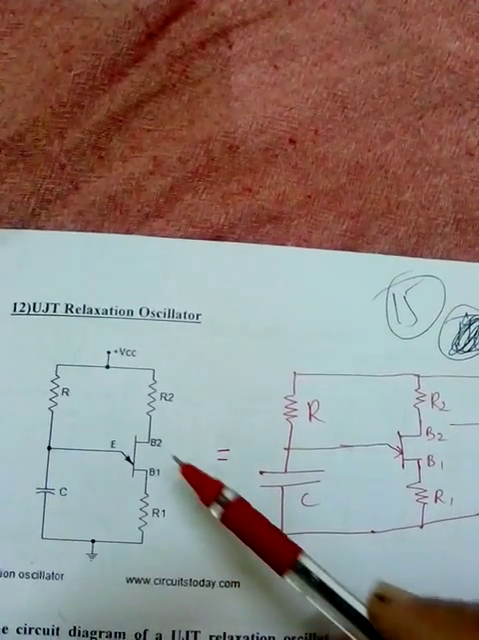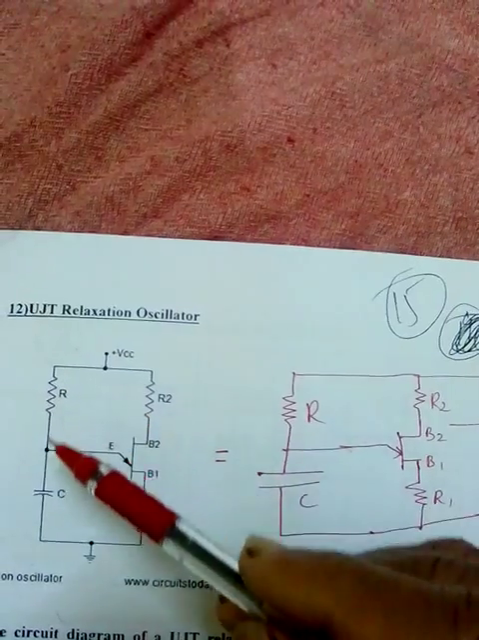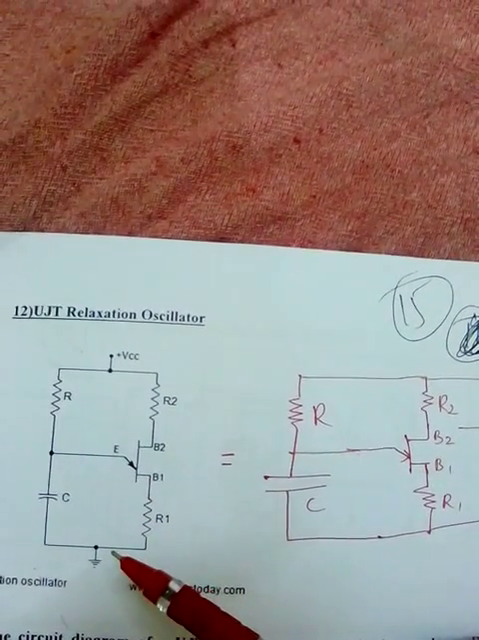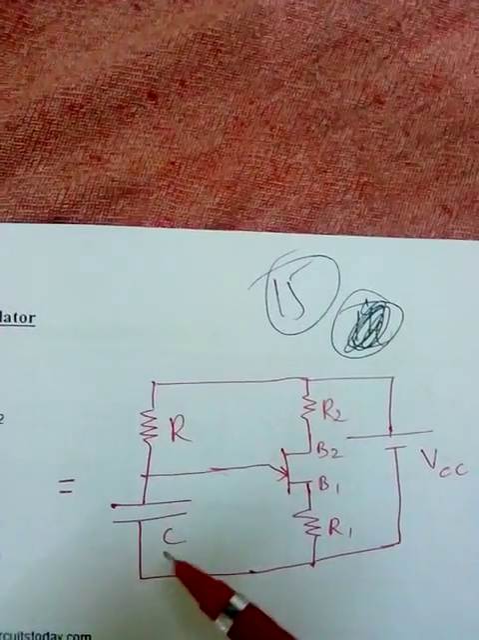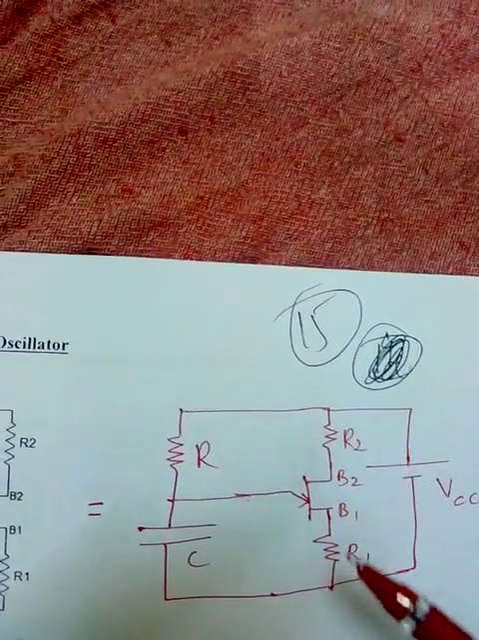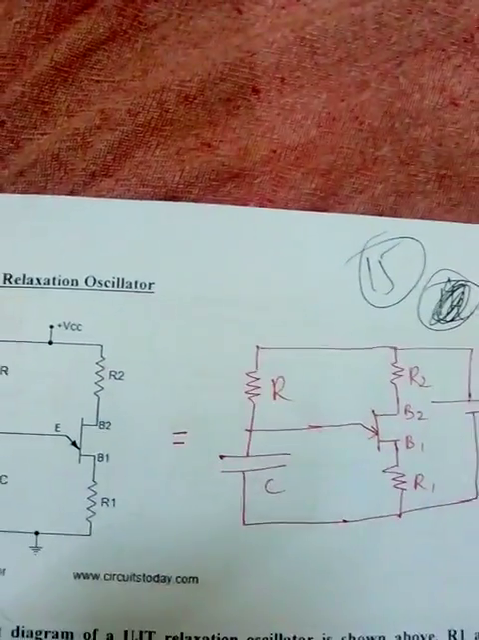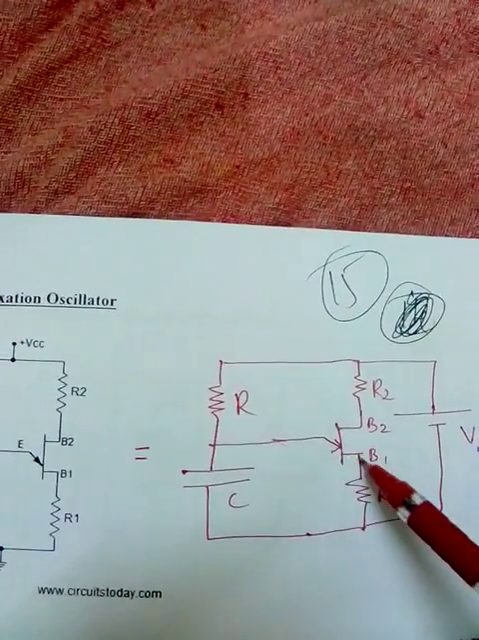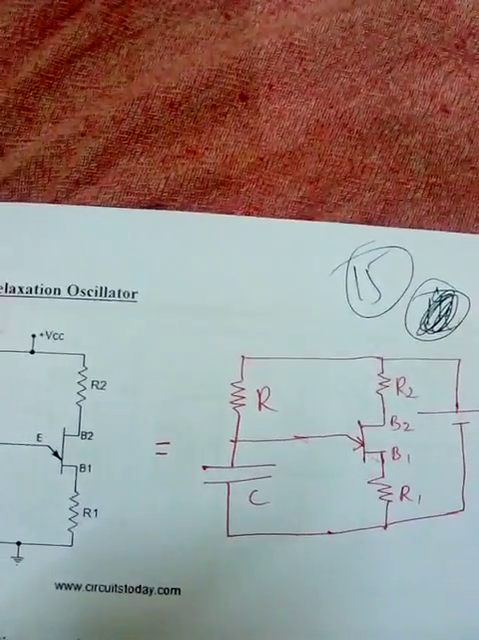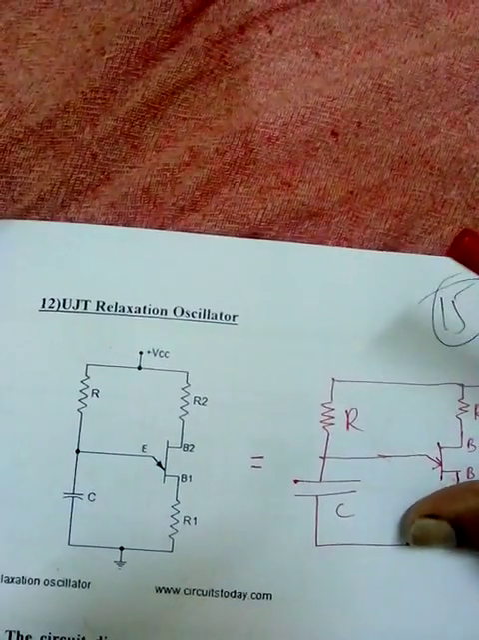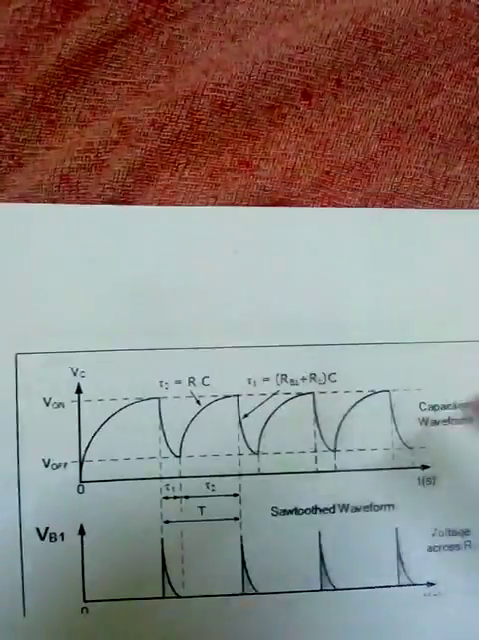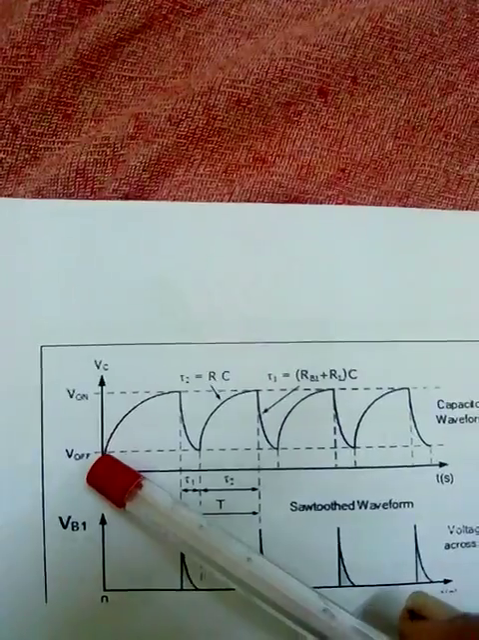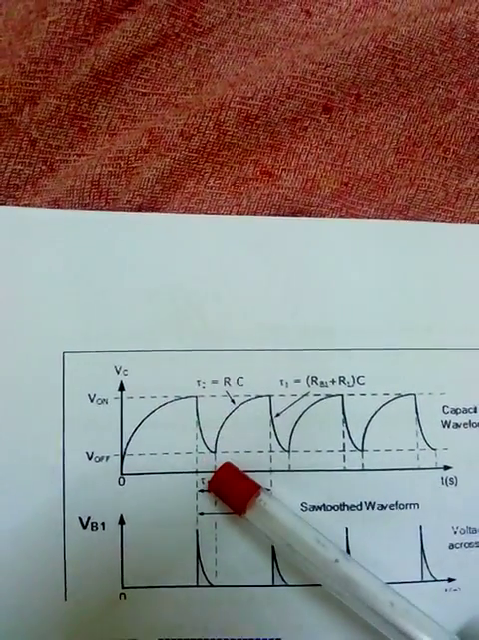So the capacitor will charge through R and discharge through R1. Capacitor will discharge through R1 and also through the PN junction. We can see here in the next page, the capacitor charges and discharges.